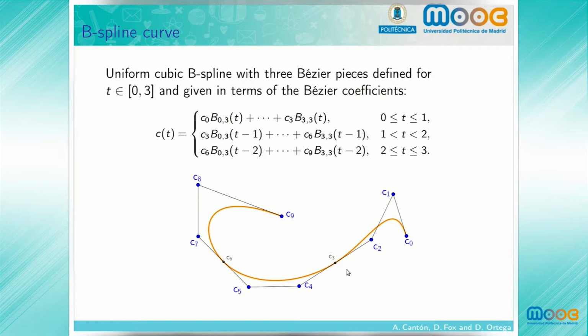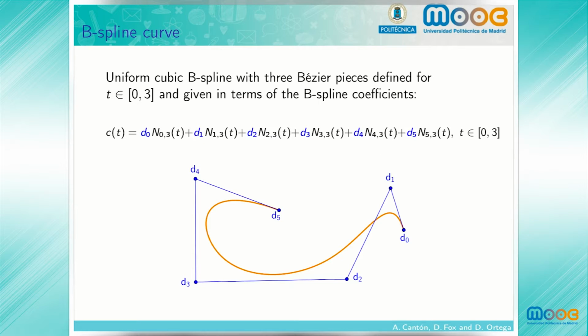When a uniform cubic B-spline with three Bezier pieces is defined for time from 0 to 3 and is expressed in terms of its Bezier coefficients, the expression is given piecewise and changes as time ranges from 0 to 1, 1 to 2, or 2 to 3. When the same uniform cubic B-spline, defined over the same time interval, is given in terms of the B-spline coefficients, it admits a uniform expression in terms of the B-spline control points.